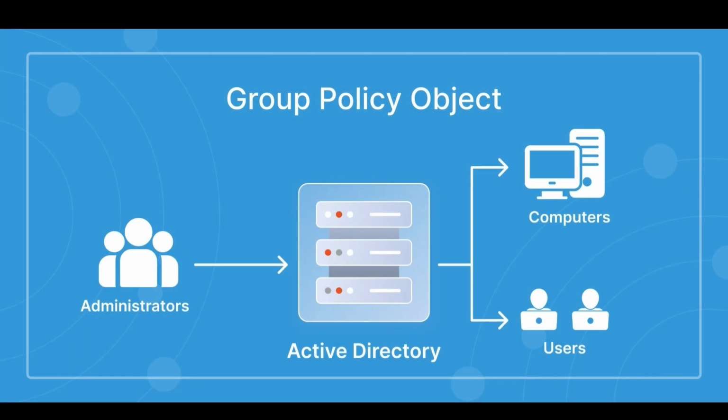So what exactly is a GPO? Put simply, a group policy object is a powerful set of rules and settings in Active Directory that allows administrators to manage and configure users and computers in their domain. Think of them as a centralized control panel. Instead of manually configuring settings on every single machine, you define the configuration in a GPO once, and it gets applied to all the relevant users or computers.